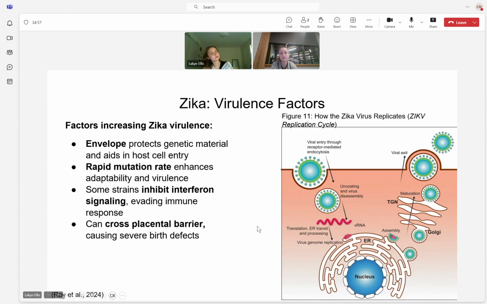So some of the factors increasing Zika virulence include a cell envelope composed of glycoproteins, which protects the RNA from external damage. And the virus also has a very rapid rate of mutation, which allows for the development of thousands of strains. And a lot of these strains actually inhibit interferon signaling, which allows the virus to evade the immune system. So here on the right is a diagram of the Zika virus replication cycle. And you can see that the virus enters the cell through endocytosis, it disassembles and hijacks the cell's machinery, and then it matures and exits the cell and allows for further replication.